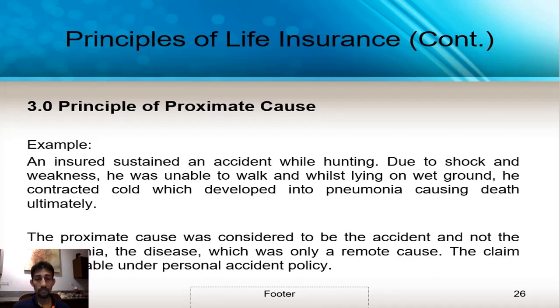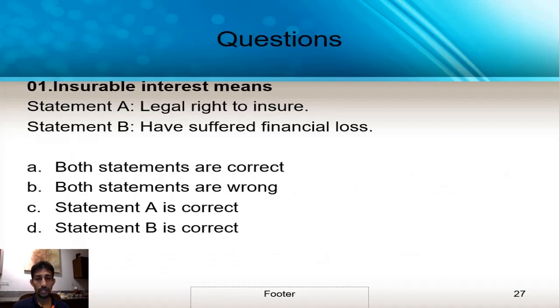So I hope you have some understanding about the key principles of life insurance. Let's try to test our knowledge with some questions.